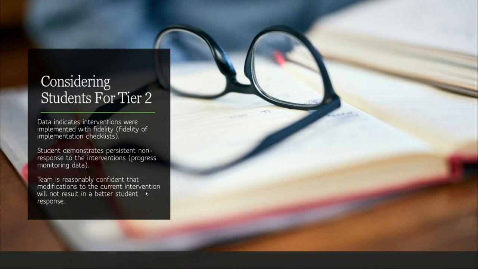Two, the student demonstrates persistent non-response to the intervention, so that trend line is never catching the goal, and the performance is never catching up. And three, the team is reasonably confident that modifications to the current intervention will not result in a better student response. So after those three conditions have been met, then that team can consider whether that student may need those tier 3 individualized supports.